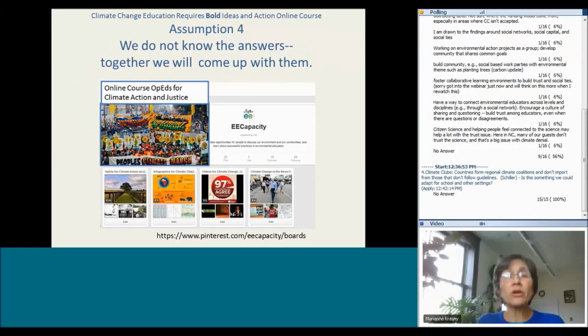So what we're going to do is create a new board on Pinterest, and that will be your op-eds about environmental education and climate change, or climate action and justice. And I'm really, really excited to see these op-eds.